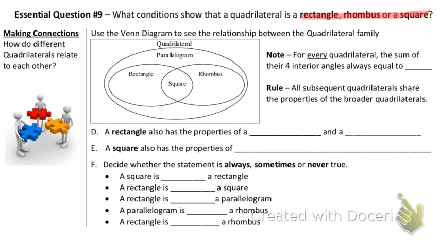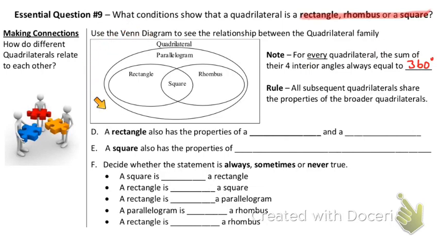Okay, so let's start with the note here off to the right. And this is true for every quadrilateral: rectangle, rhombus, square, parallelogram. Every quadrilateral has this property, okay? It says, for every quadrilateral, the sum of their four interior angles is always equal to 360 degrees. Okay, so that's true no matter what quadrilateral that you have.